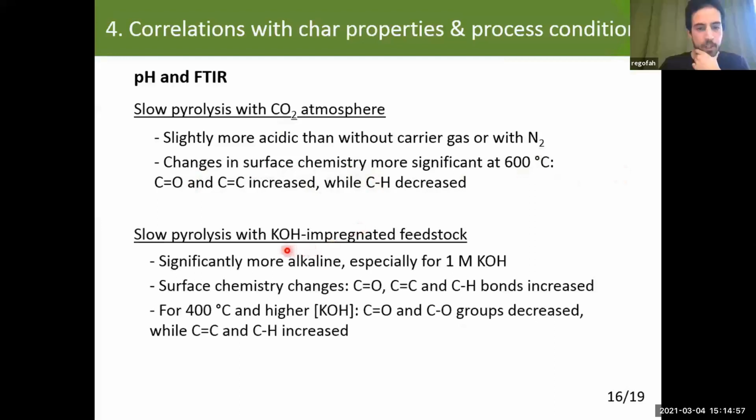Then, from the KOH experiments, the chars were significantly more alkaline, which was expected because I used the hydroxide, incorporating it into the material. I also saw surface chemistry changes: the carbon-carbon double bonds suggest aromaticity increasing, but also some oxygen bonds increasing, which was found in the elemental analysis as well. With the higher KOH concentration at lower temperature, I found connections to oxygen decreasing, which again corroborates the elemental analysis, which saw oxygen decreasing for these conditions.